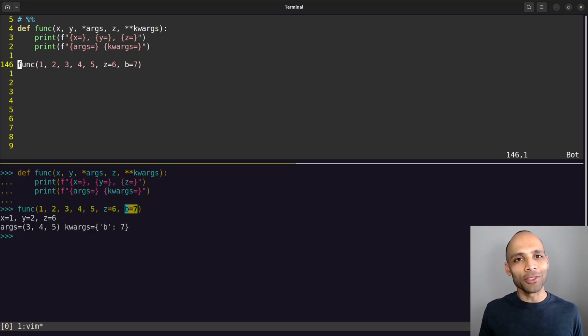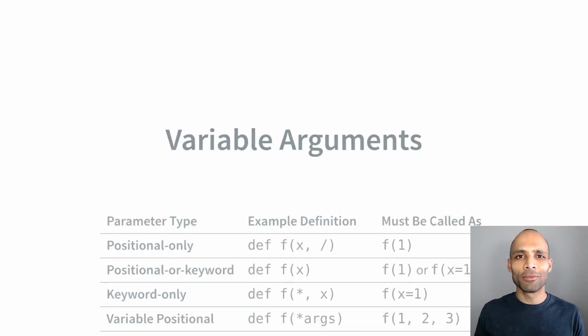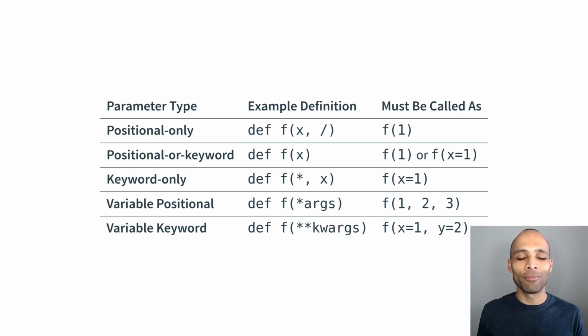You did it! Congratulations! Now you know what the slash and star do in a function header. Let's look at all of it together. Here are the 5 parameter types that we talked about. Most of the time when you define your functions, it'll look a little bit like this, where your parameters can receive either positional or keyword arguments. In those situations when you want to force one or the other, you can use the slash to make all parameters to the left be positional only, or you can use the star to make all parameters to the right be keyword only. And when you need to receive a variable number of arguments, you can use star args for variable positional arguments, and you can use star kwargs for a variable number of keyword arguments.